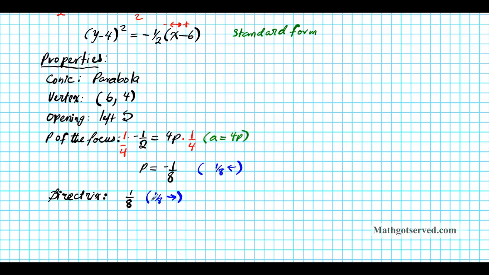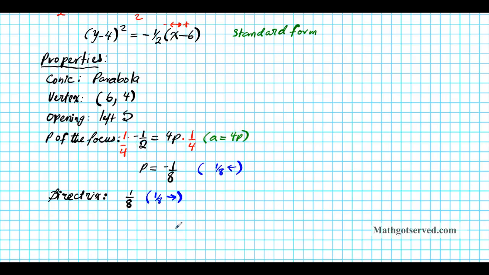Now, how do I know that this is the result, or how do you determine the direction of the directrix? You simply do the opposite of what the focus is doing. Since the focus is going 1/8 units to the left, the opposite of that is 1/8 units to the right. Okay, that's how the directrix and the focus interact.